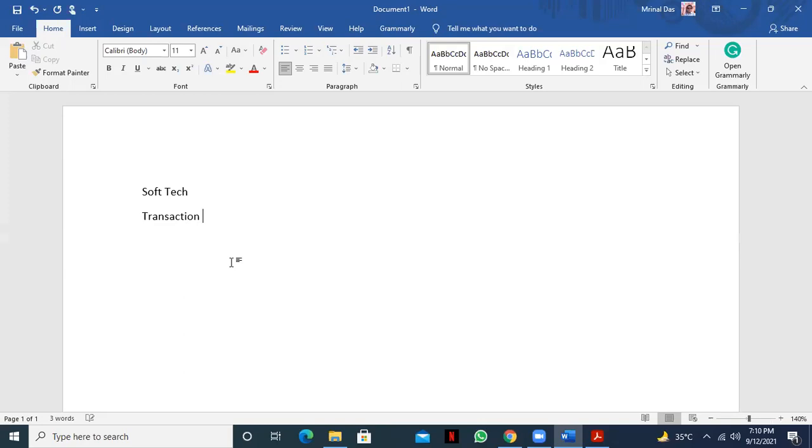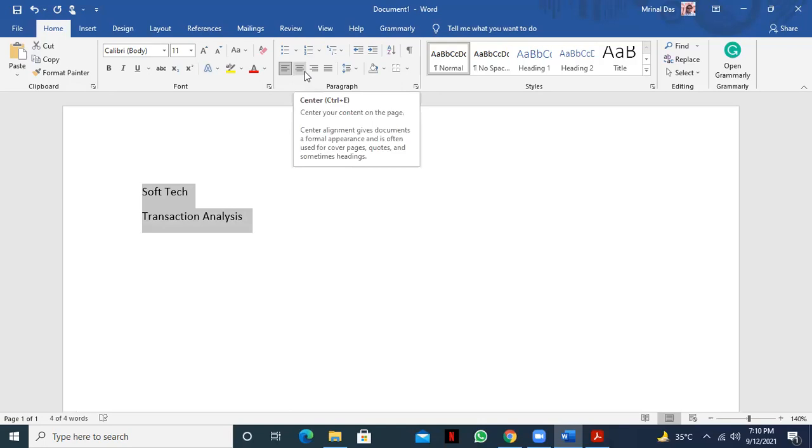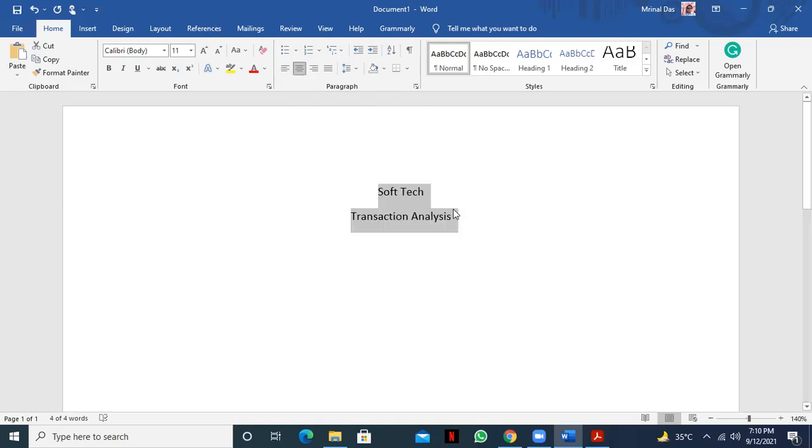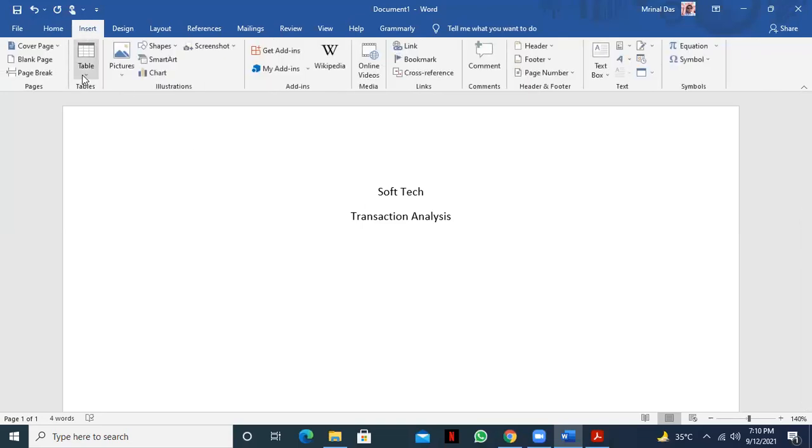Transaction analysis. Okay. So this will be at the center of your page. Then you'll prepare a column. As per your requirement, you will prepare columns.